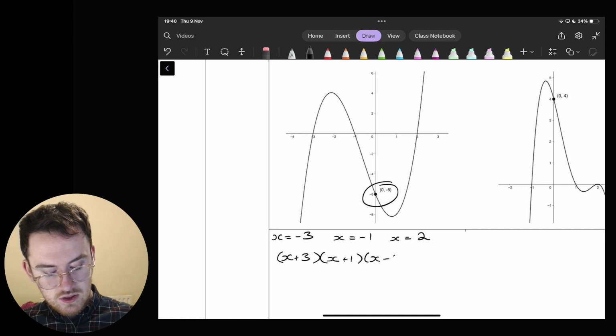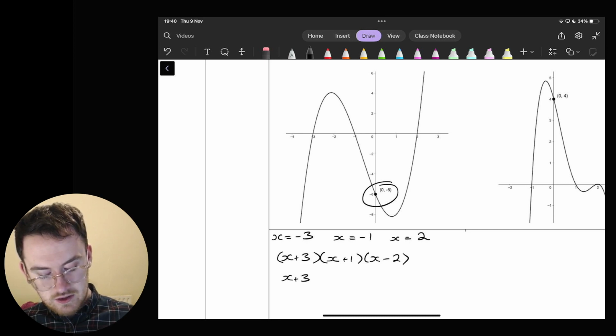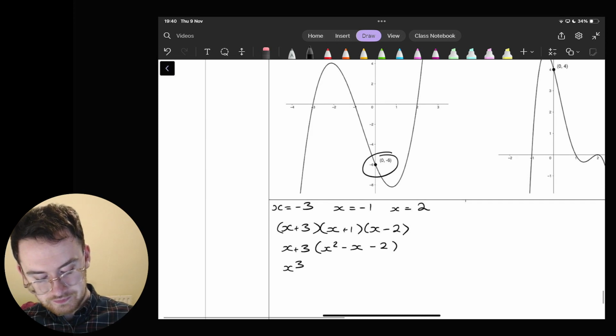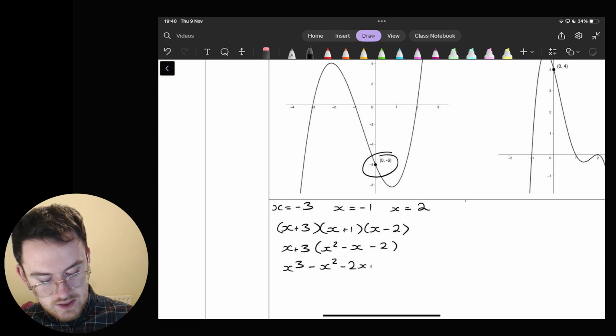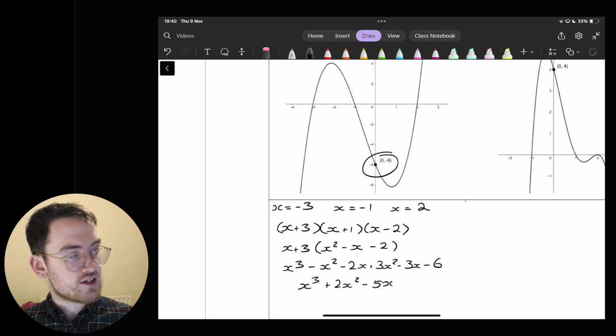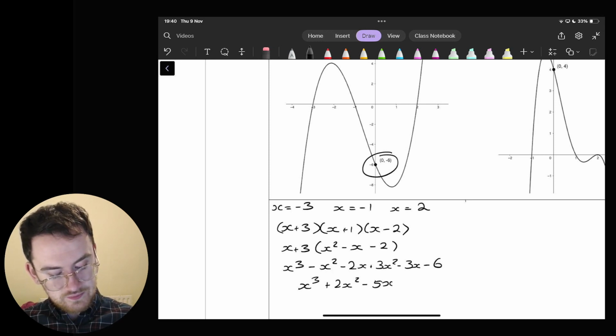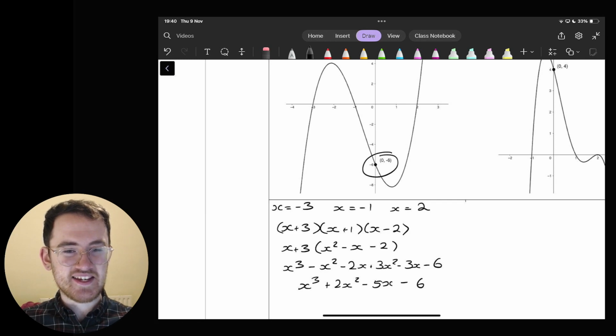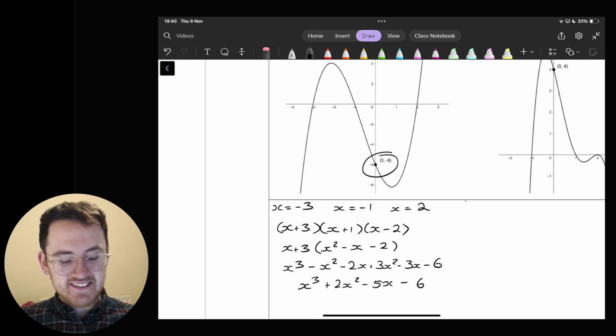And x minus 2. I'm going to then multiply out these brackets here. So x squared minus x minus 2, x cubed minus x squared minus 2x plus 3x squared minus 3x minus 6. I get x cubed plus 2x squared minus 5x minus 6. Which I think is the same quadratic that I had in the last one. But it's fine, it doesn't matter. Okay, same quadratic I had in the last one, it's all good.